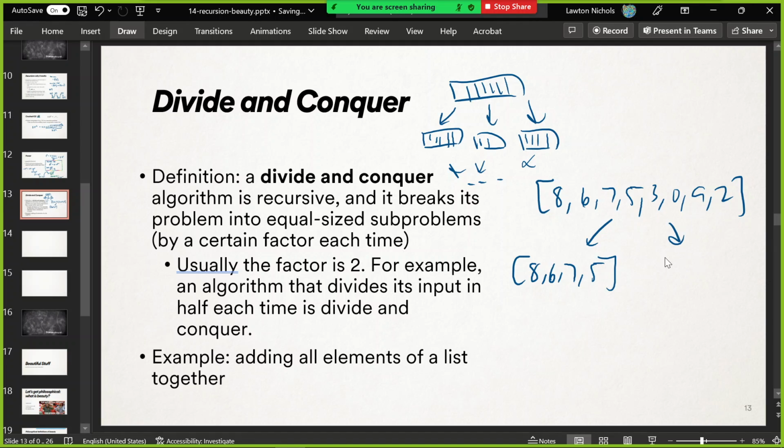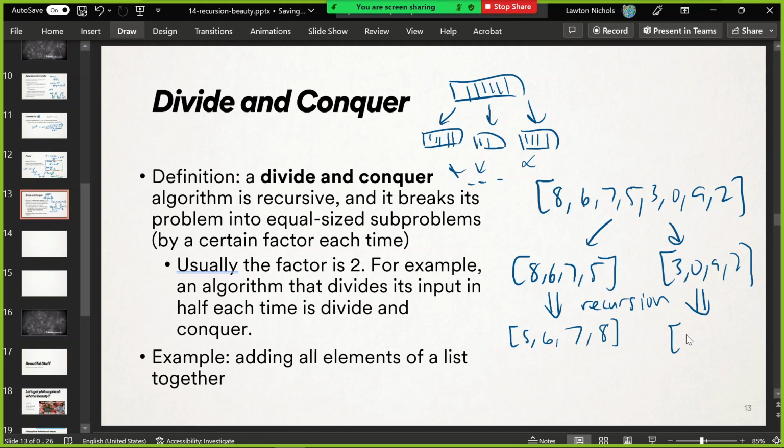And it would make the list 3, 0, 9, 2. And then it would recursively sort those. And you get to assume that it's going to work, so the power of recursion would sort this smaller list and this smaller list. You get to assume that that works as long as you build up the final answer correctly. So this would make 5, 6, 7, 8. And this one would make 0, 2, 3, 9.